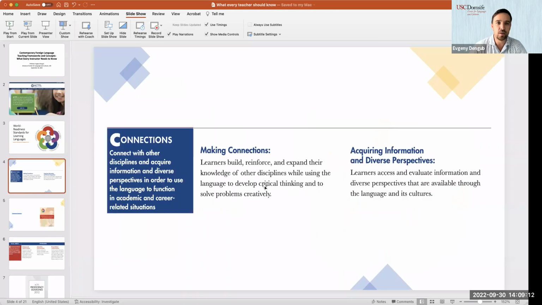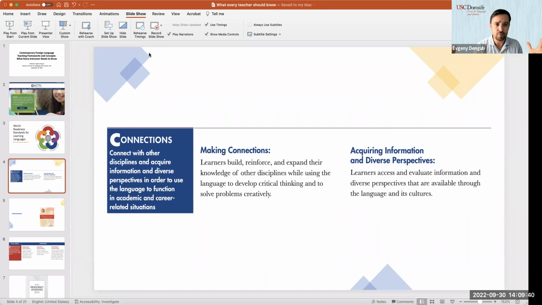Now, let me just give you a quick example of connections. So connections standards say that students need to connect with other disciplines and acquire information and diverse perspectives in order to use the language to function in academic and career-related situations. And they break it down into two sub-standards: making connections and acquiring information and diverse perspectives.